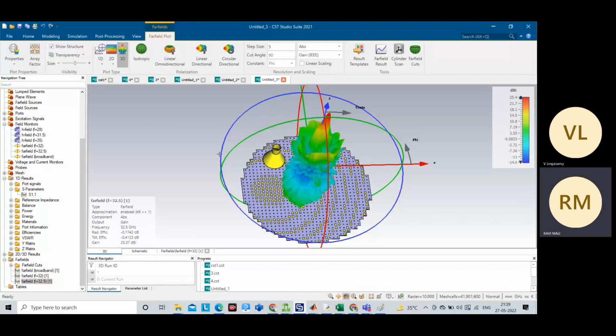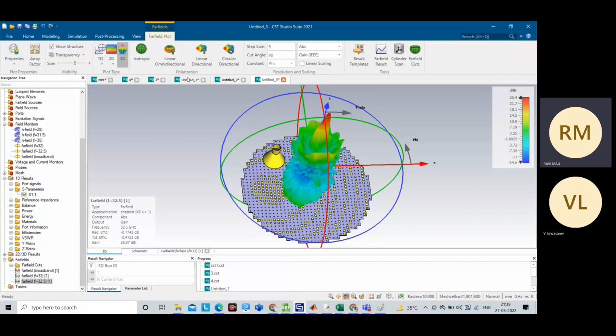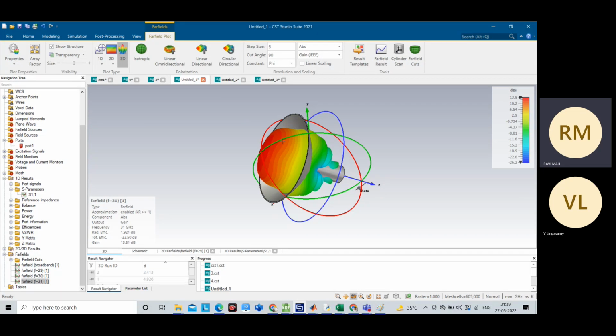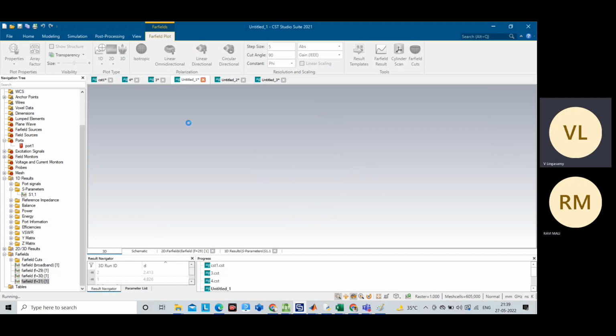Sir, this is a horn antenna. I designed the horn antenna. How do we measure the H pattern or E pattern, sir? Go to 2D, 1D polar. Polar or Cartesian, it's fine. Polar.